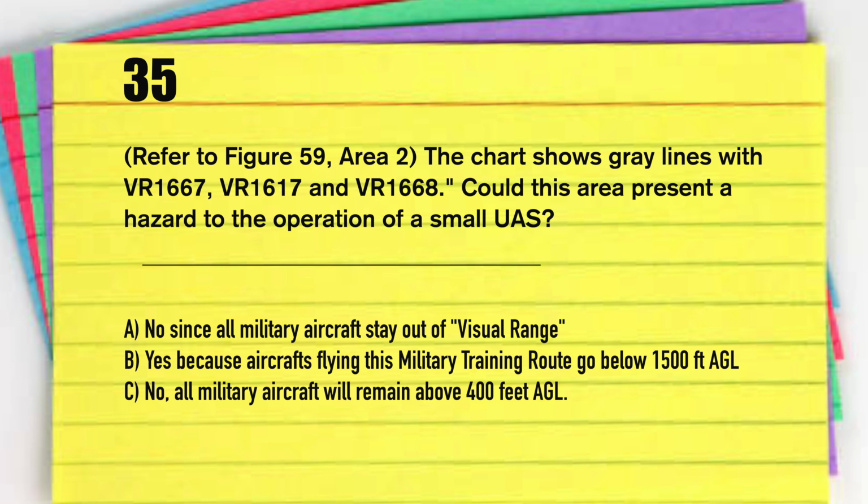Refer to Figure 59, Area 2. The chart shows gray lines with VR1667, VR1617, and VR1668. Could this area present a hazard to operation of a small UAS? Now, for this question, you will not need to go to the sectional chart, but let's pull it up anyway.